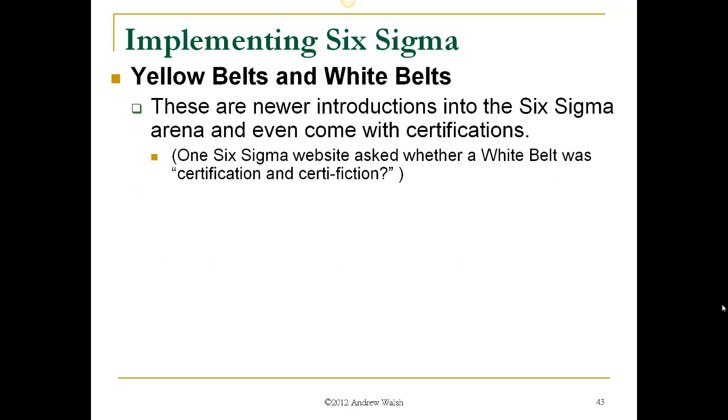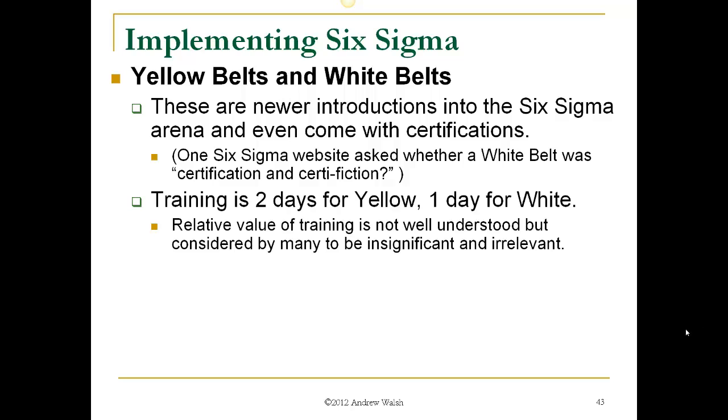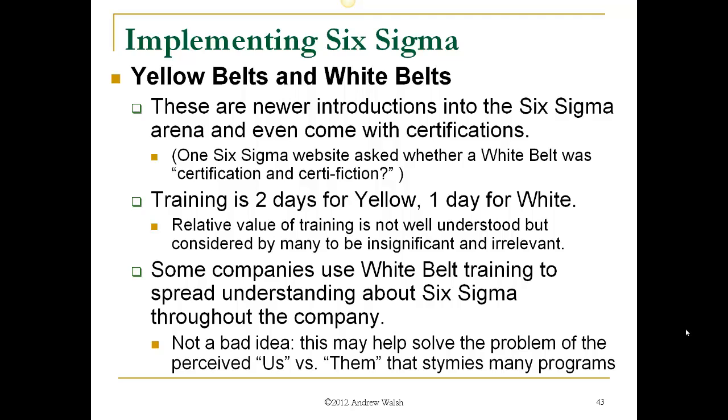Yellow belts and white belts. These are the newer introductions into the Six Sigma arena and even come with some certifications. One Six Sigma website jokingly asked whether a white belt was certification or certifiction. So there's a little bit of disdain about these lower level belts. Training is 2 days for yellow, 1 day for white, and the relative value of training is not well understood, but like as I said, considered by many to be not that important, insignificant, or even maybe irrelevant in some people's eyes. However, some companies use white belt training to spread understanding about Six Sigma throughout the company.